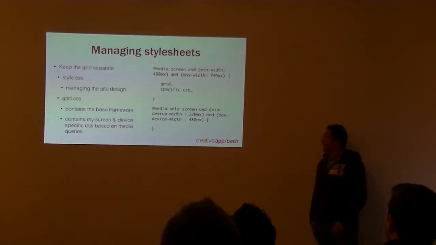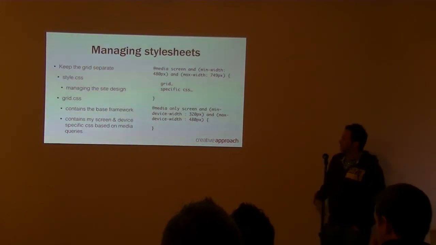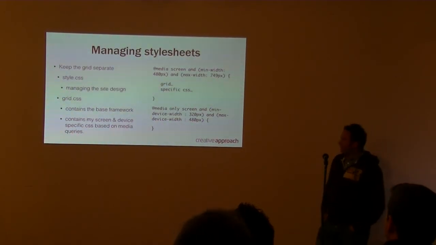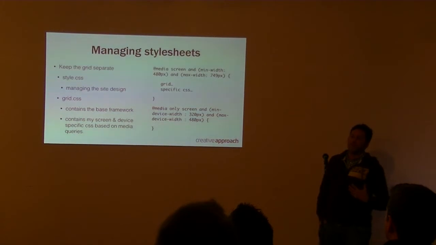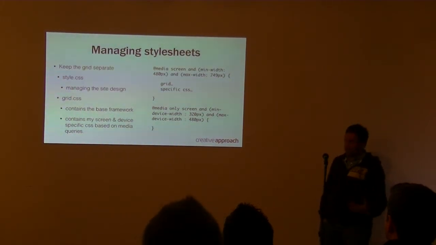Moving on from there, obviously I'm managing the style sheets here. Typically on WordPress you put your style CSS, and that's what I'm doing to manage the entire site. I do keep my grid separate. It basically contains my base framework, which is going to work my entire layout for the desktop, so to speak. And then what I'm doing is I'm putting in my media queries at the end. I typically use the standard @media, min-width and max-width.